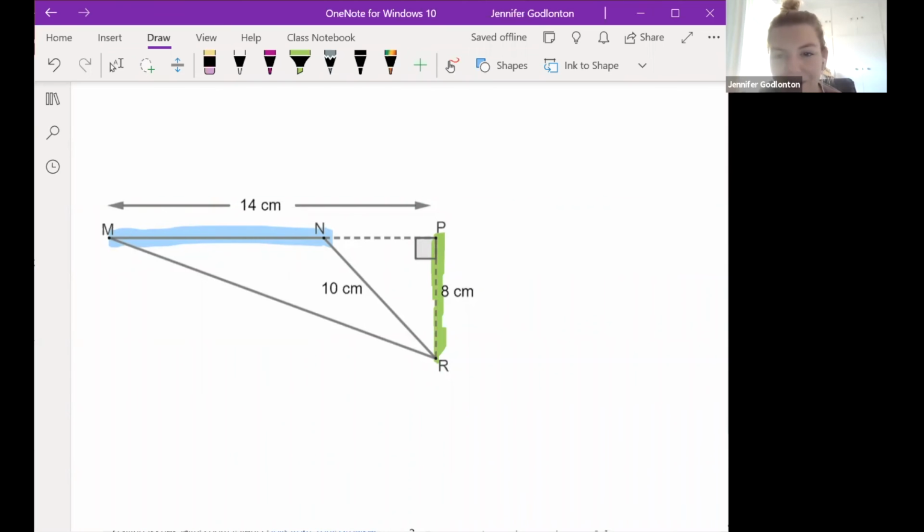Give it your best go. Let's see how you do. Try your best. I can tell you it's not straightforward. You will have to do something before you can get your answer. Yep, you're absolutely going to need Pythagoras. Pythagoras will be your friend when finding the base.